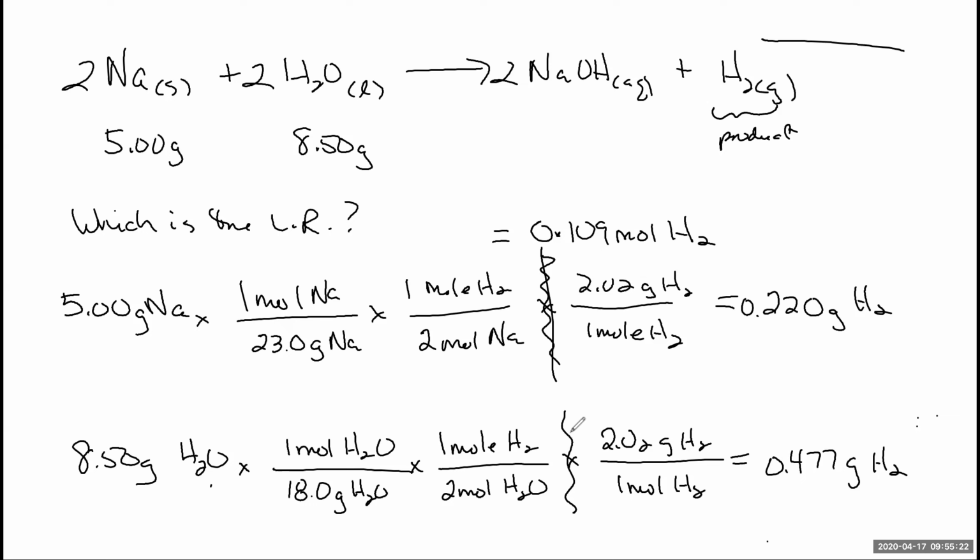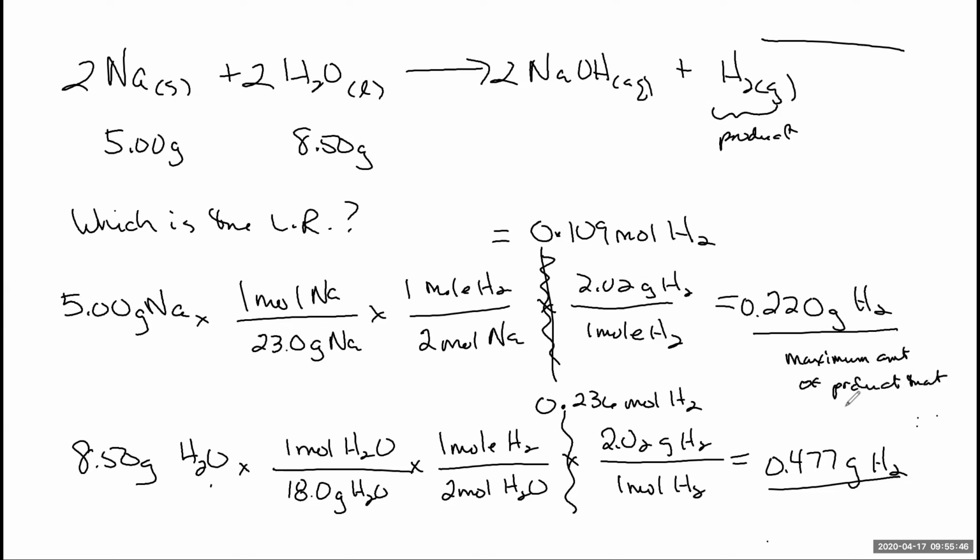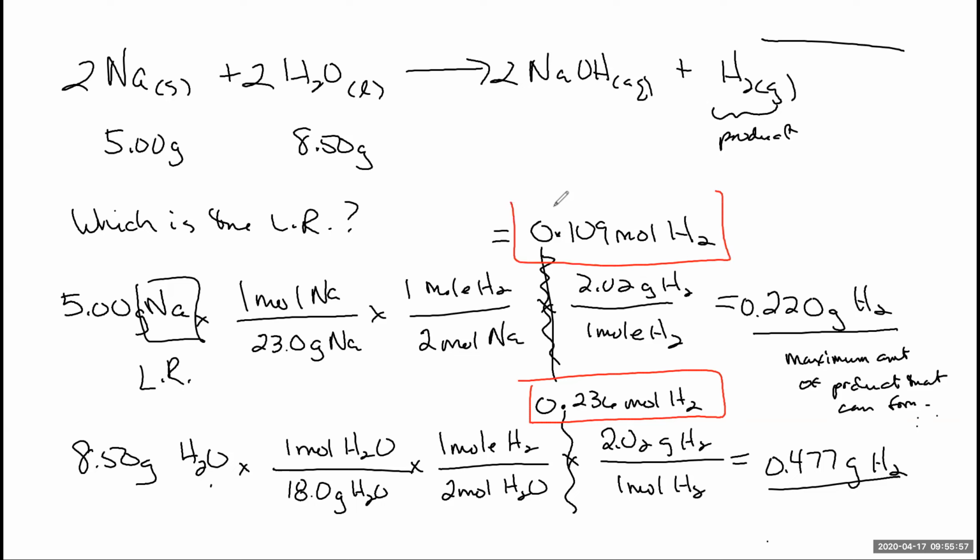If I stopped right here, the value I would get in moles is 0.236 moles of hydrogen. Now I need to compare these values, whichever one is smaller, 0.220 smaller than 0.477. This is the maximum amount of product that can form. And if that's true, then sodium is my limiting reagent. If I wanted to do this and not go all the way through, I could have compared these values in moles. It should give you the exact same if everything is right.